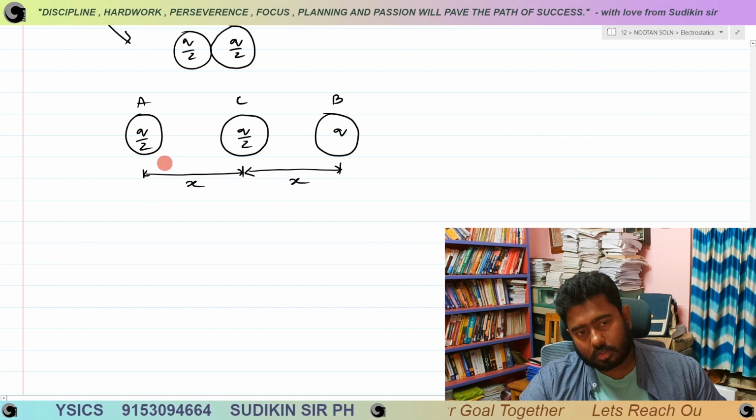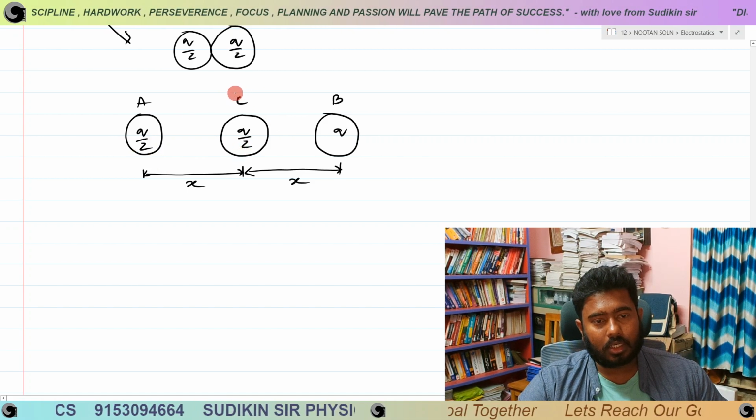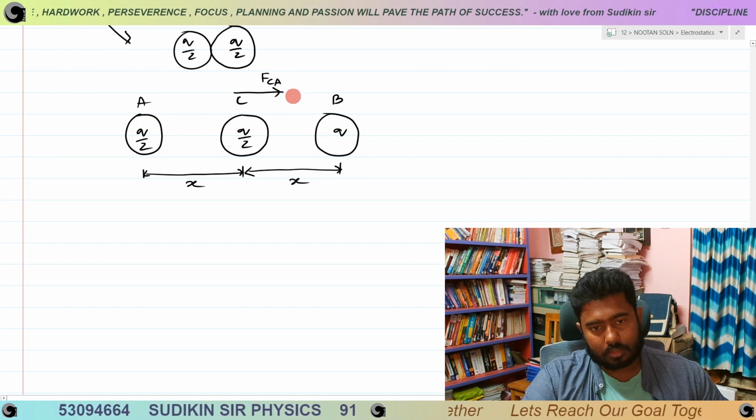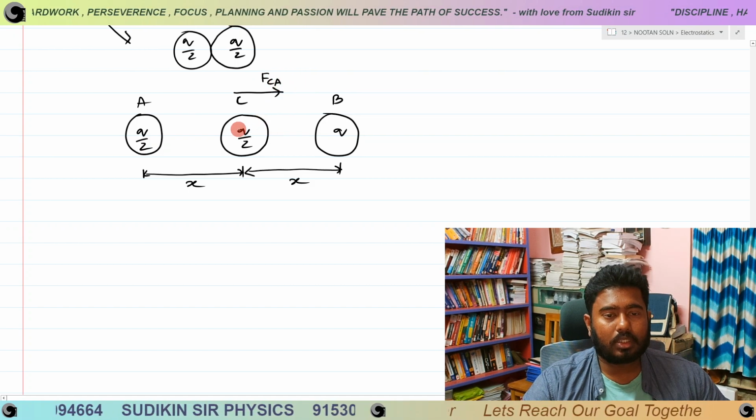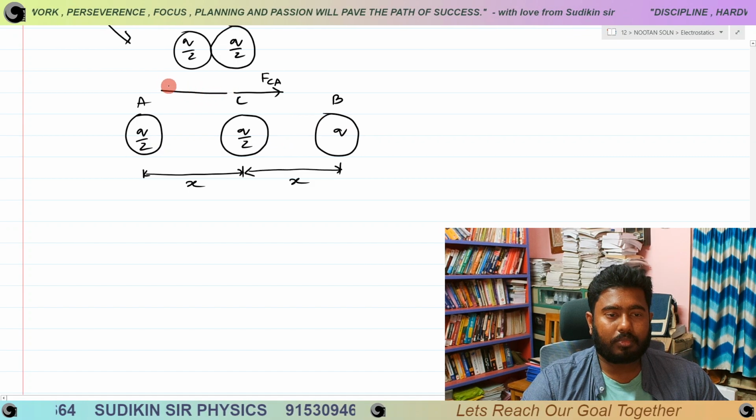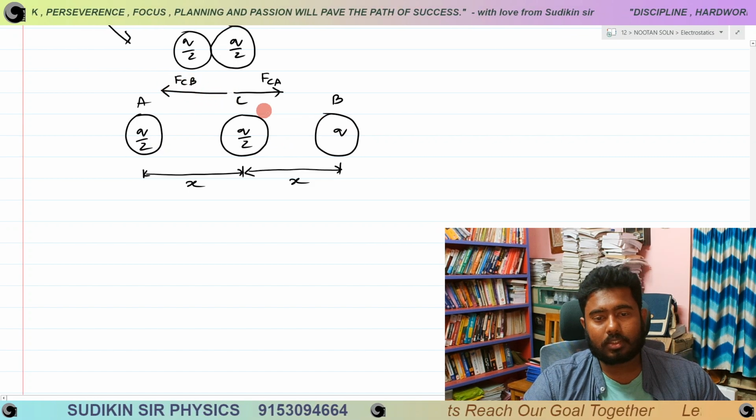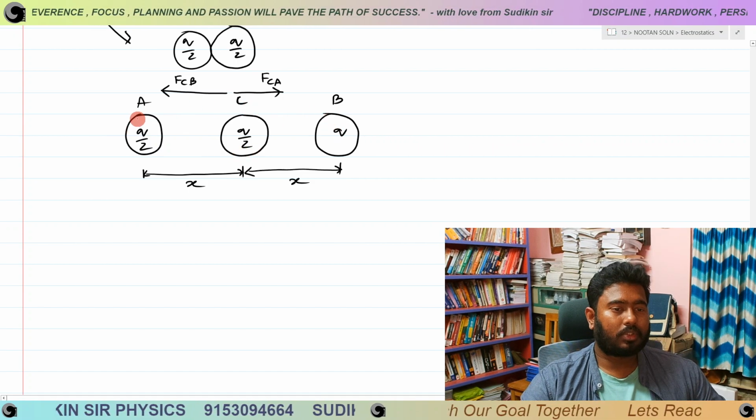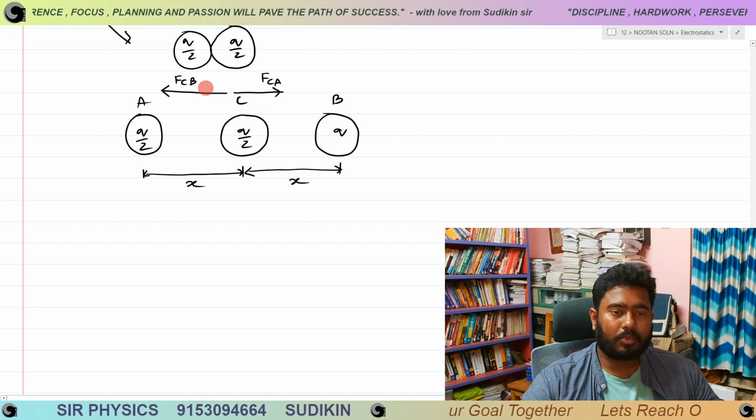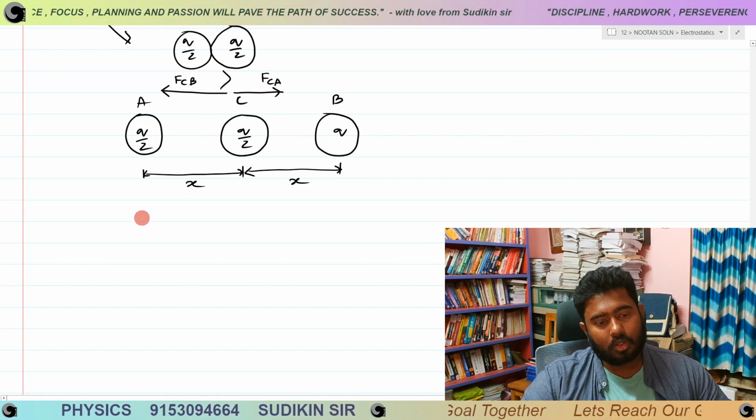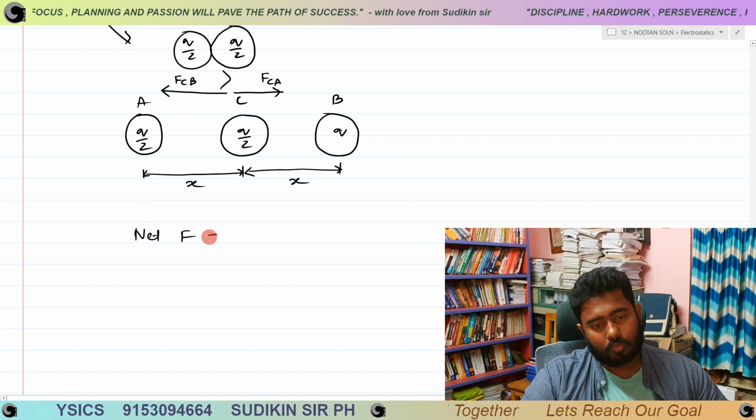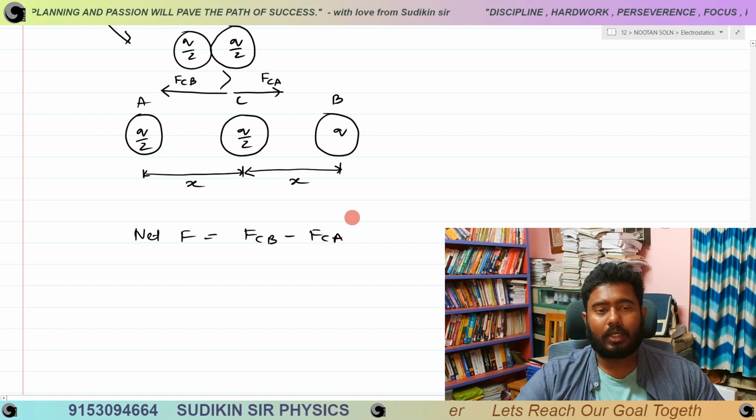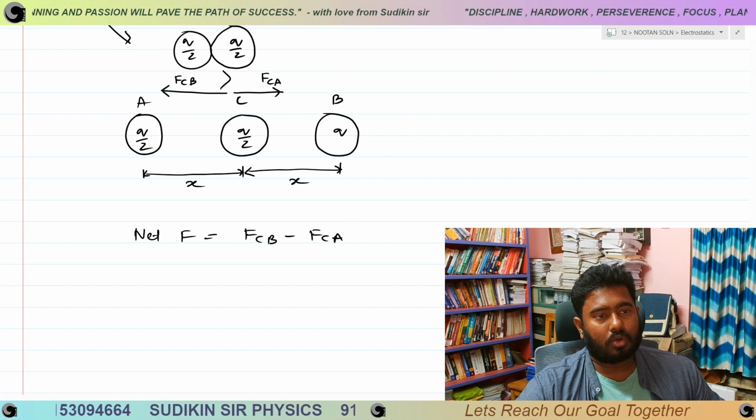So the force on C by A, we will call it FCA, is repulsive, and the force on C by B, FCB, is also repulsive. Now we can see that the amount of charge in B is much more than that in A, so the force FCB will be greater. So the net force will be FCB minus FCA. Let us write down the forces first.